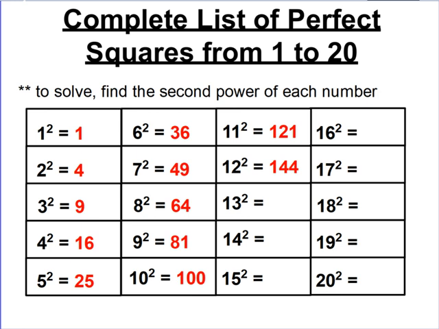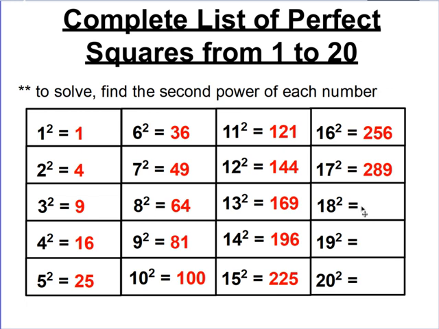So 13 to the second power is 169. That's 13 times 13. 14 to the second power, or 14 squared, is 196. And again, you can pause between these to try to work it out on your own. 15 times 15, which is 15 to the second power, or 15 squared, is 225. 16 times 16, or 16 squared, is 256. 17 times 17, or 17 squared, is 289.